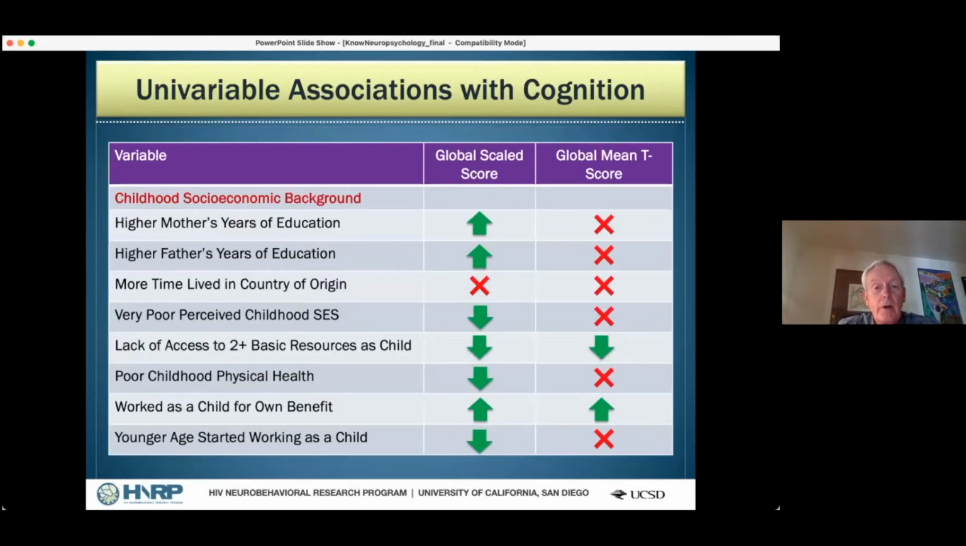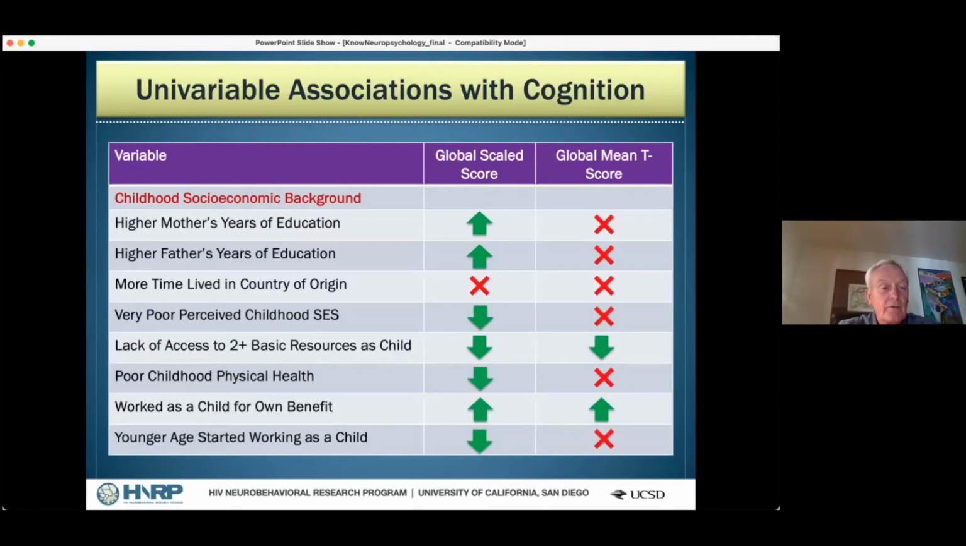We're interested in other aspects of their childhood background. Having a mother with higher years of education, and father also, was associated with better scaled scores, but that was corrected by the basic demographic corrections. We wanted to know whether more time living in the country of origin, again, Mexico in this case, would matter, and it did not.